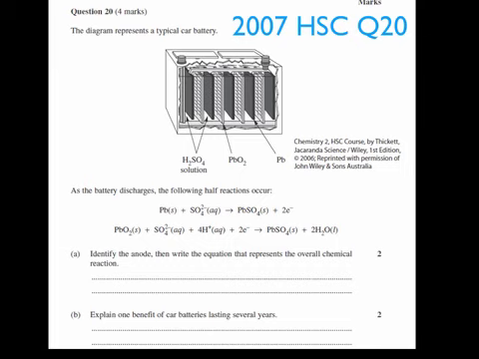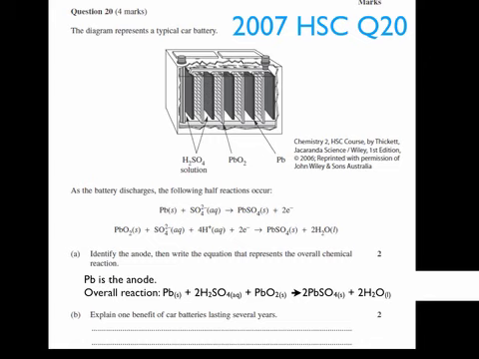Here's a quick representation of an exam question, 2007, question 20. You were asked, having a look at that cell, you'd need to recognise that it was a car battery. Here they actually give you the equations, but it asks you to identify the anode and write the equation for the overall reaction. Here's my answer. You know that lead is the anode, as can be seen in the first oxidation half, and the overall reaction can be represented as follows.